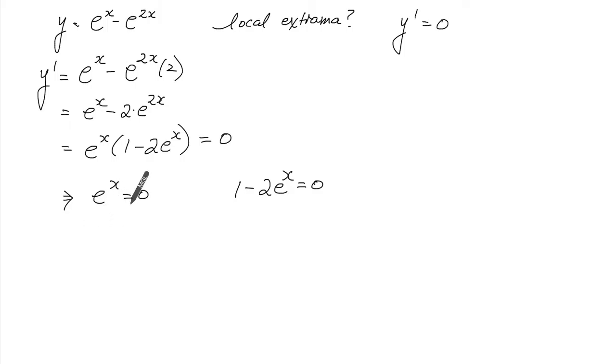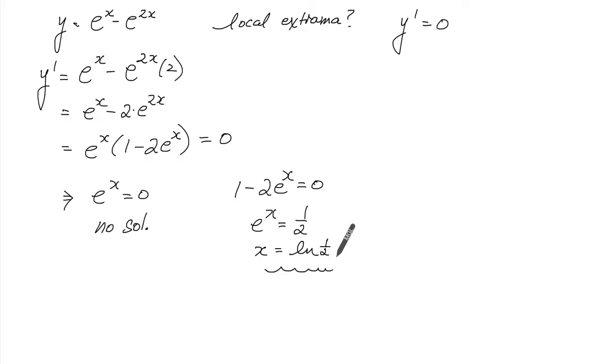e to the power of x can never be 0, so there's no solution here. And if I rearrange this, e to the x is equal to a half, and x here is equal to ln of a half. So that is the x coordinate of one local extrema.